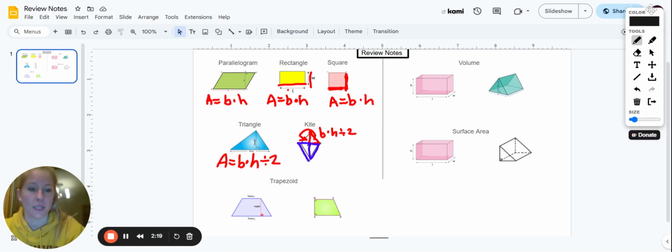So next to the kite, we're going to say cut the kite into triangles and then add those areas.